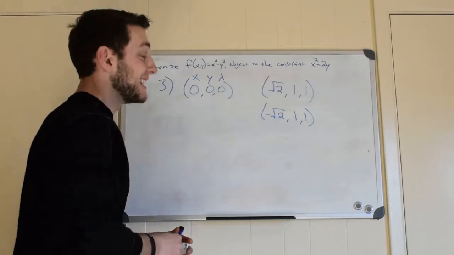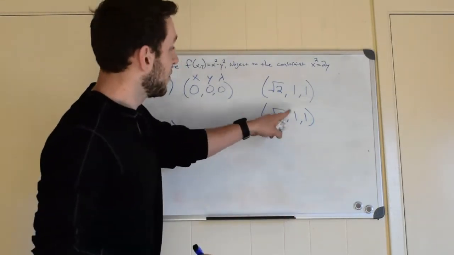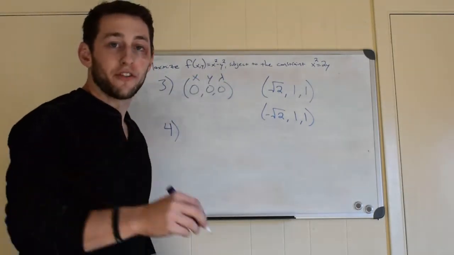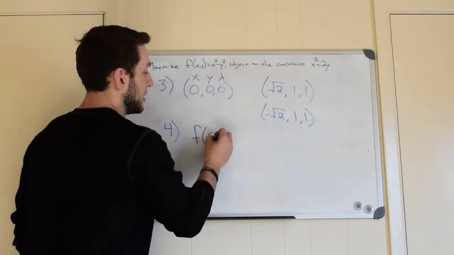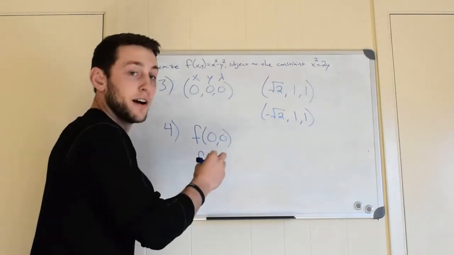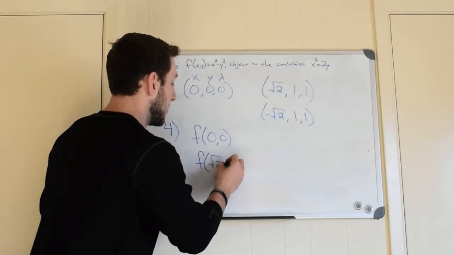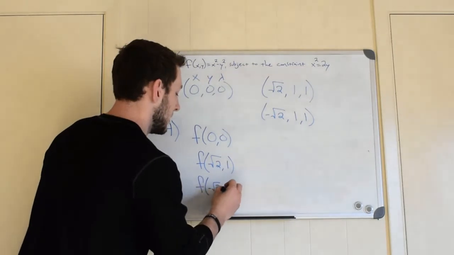Step 4, which we did not get to in class, would say ultimately test your x and y coordinates in your original function. So all we do is evaluate little f of 0, 0, little f of square root of 2, 1, and little f of negative square root of 2 and 1.